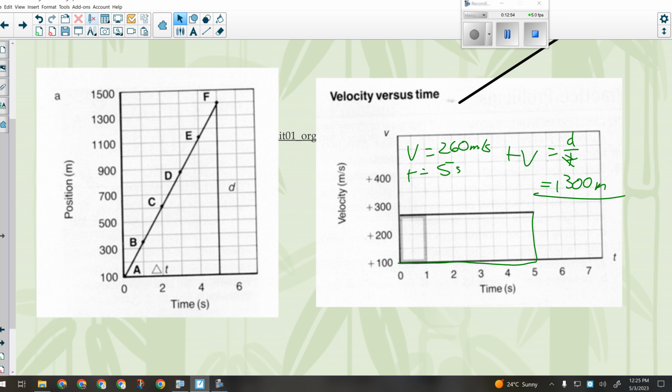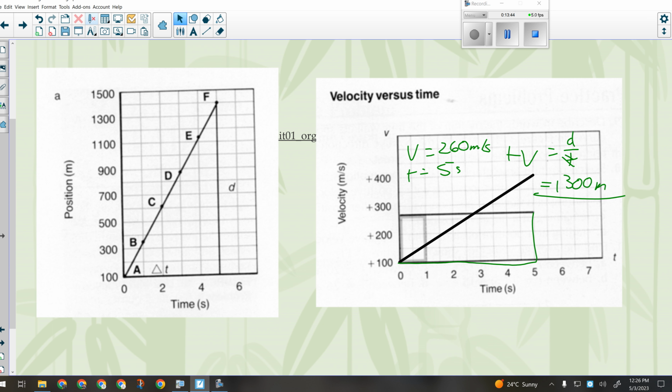Okay, if it was a triangle, so if it looked like this instead, how do I calculate the area of a triangle? Base times height divided by 2. Okay, so I go 5 seconds times 400, and then divide it by 2. So 5 times 400 is 2,000. And if I divide that by 2, I'm going to get 1,000. So I got the area underneath here, that's going to be my total displacement.